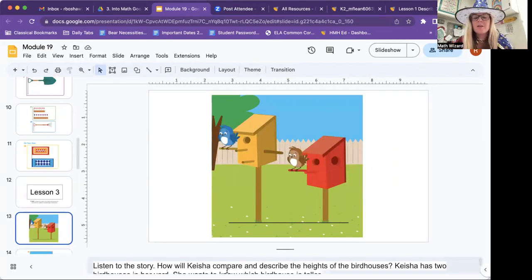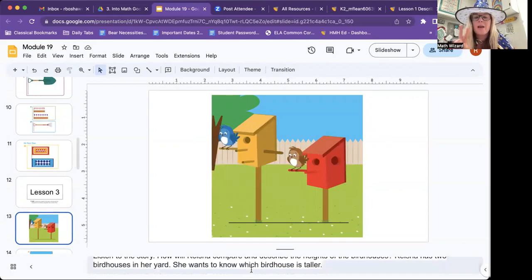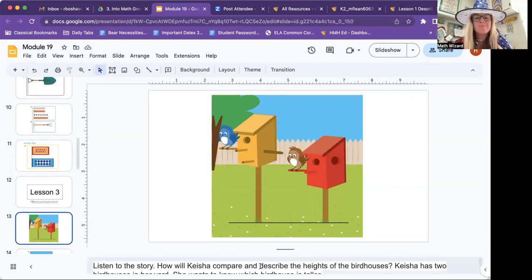How will Keisha compare and describe the heights of the birdhouses? Keisha has 2 birdhouses in her yard. She wants to know which birdhouse is taller. How will Keisha compare? Well, she's going to measure first, and I bet she's got a measuring tape or a ruler or something. And she's going to measure. So the red one and the yellow one, let's see. Let's draw. What do you think?